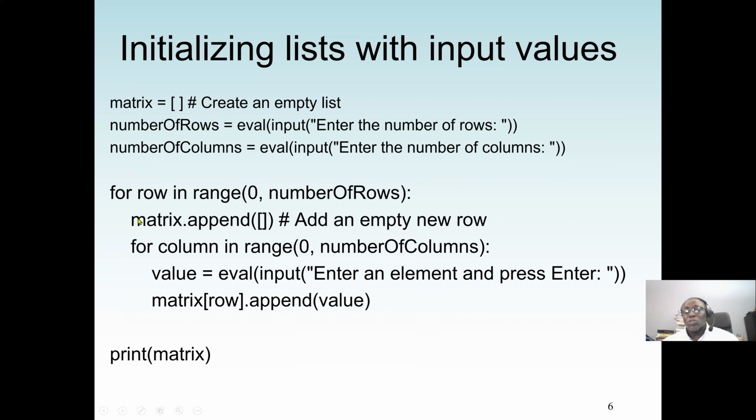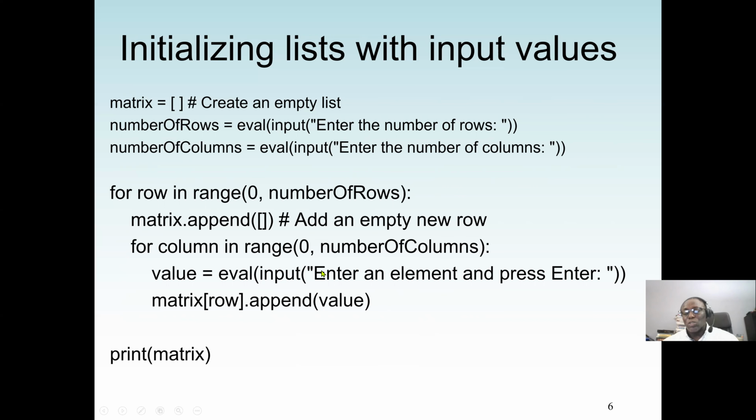Now, we need two loops. One loop will work with the number of rows, then the other loop will work with the number of columns. So we have a second loop here for column, again from range 0 to the number of columns. We enter an element and press enter.